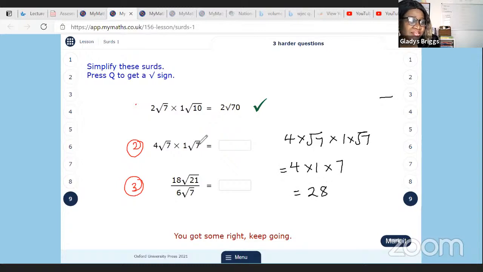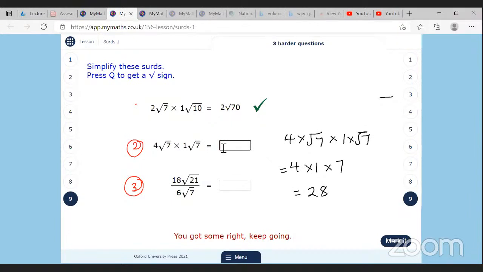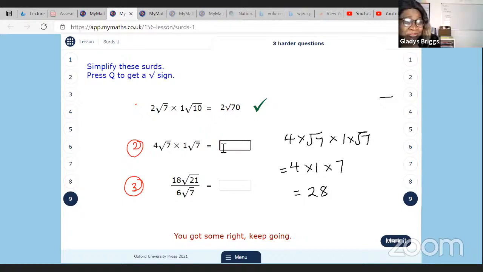Should we check? We got different answers here. Let's see who's right. Is it root 28 or 28? I don't know. Let's see. Is it root 28? It's just 28. So make sure that we don't mix that up in the exam so that we don't lose marks. Okay, let's see. Well done. Okay, how about the last one?